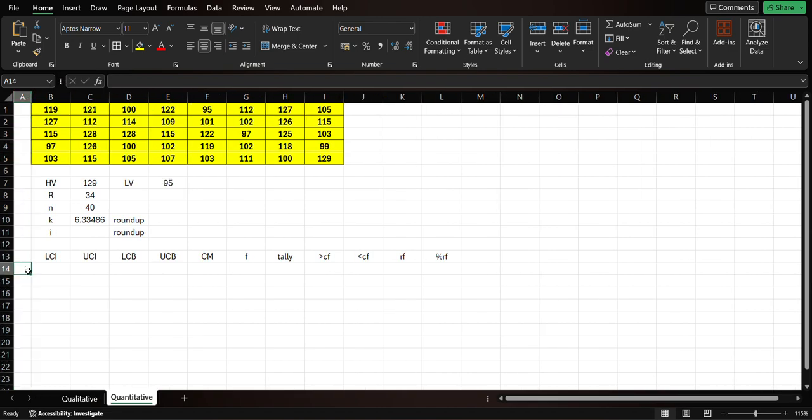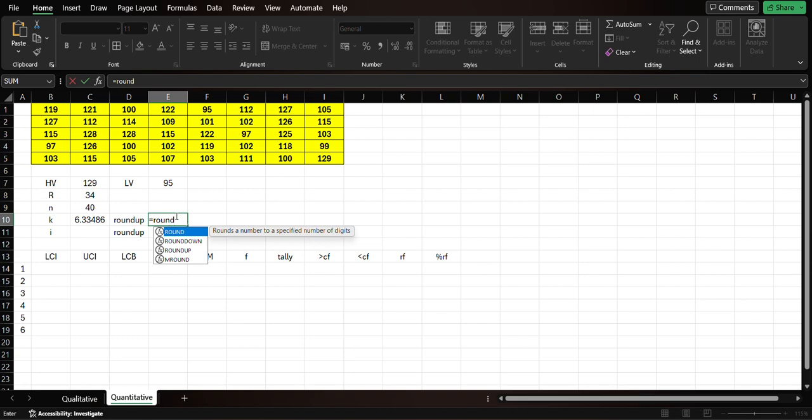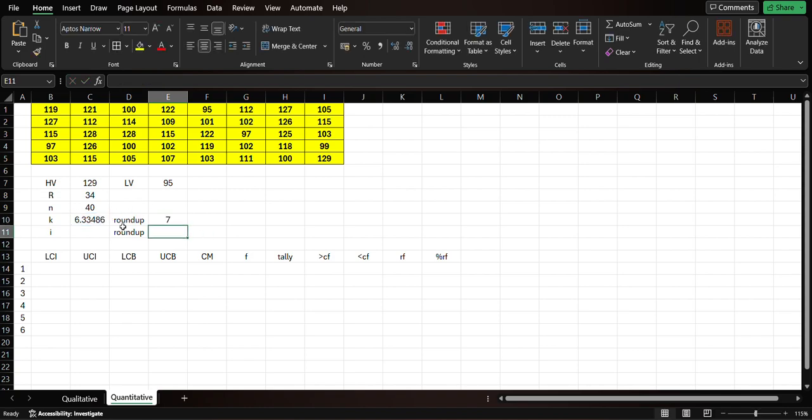Again, as I have mentioned a while ago, K would give us an idea how many groups there are in our table. Since K is 6.33, we are sure that there are more than six groups. But we cannot just say that there are six and one third groups. Instead, we are going to round it up. Once you type the word round, there are other functions for round, but what we're going to use is round up. We're going to round up this value to zero.